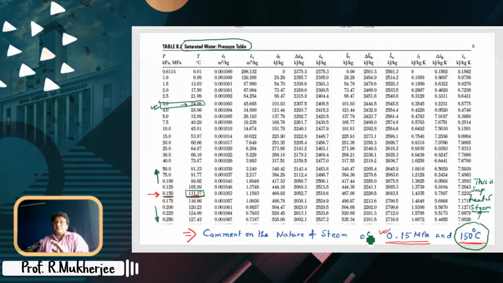So for us, the most important information is at 0.15 megapascal pressure. We understand that up to here it's kilopascal, and then it's a smaller number, so you go to the higher unit, megapascal. So at 0.15 megapascal, saturation temperature is 111.37 degrees centigrade. Here the steam temperature is 150 degrees centigrade. Therefore, it is superheated. What is the degree of superheat?